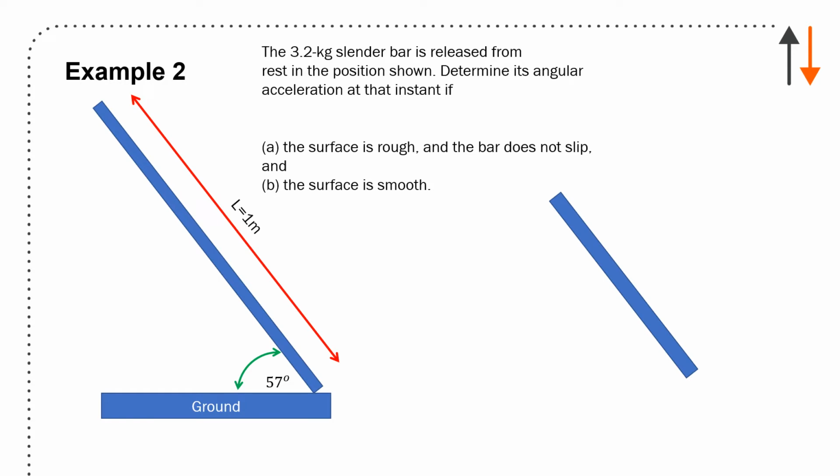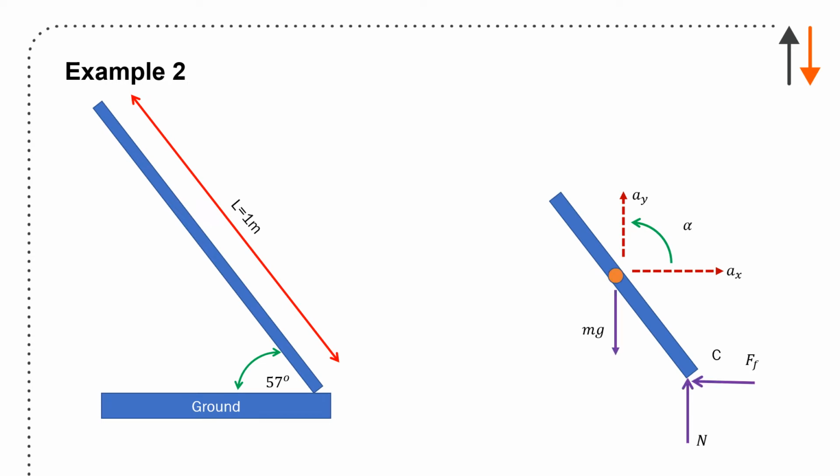Determine its angular acceleration under two cases. One, the surface is rough and the bar doesn't slip, so the bar stays fixed at that position. And the second one, which is interesting too, is the surface is smooth. So I'm going to define my coordinate system. This time I did: acceleration x, acceleration y, and alpha over here. And I'm going to look at the first case.